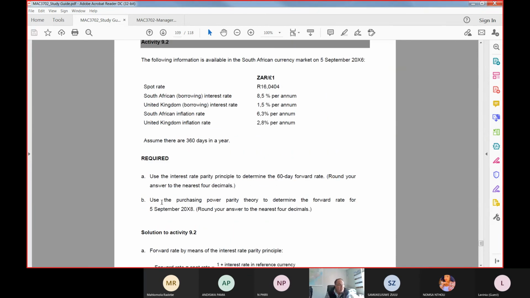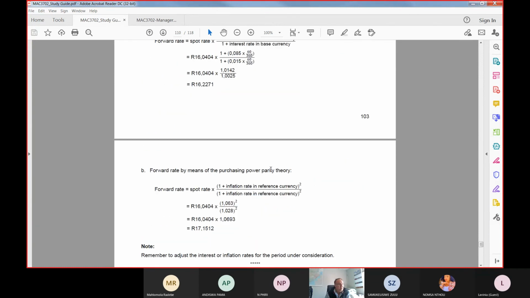Okay, the next question: use the purchasing power parity. In other words, it's a similar formula, but we bring the inflation rates into the picture. Look at what it is. Forward spot rate, 16.04. Inflation rate, 0.63 over that.